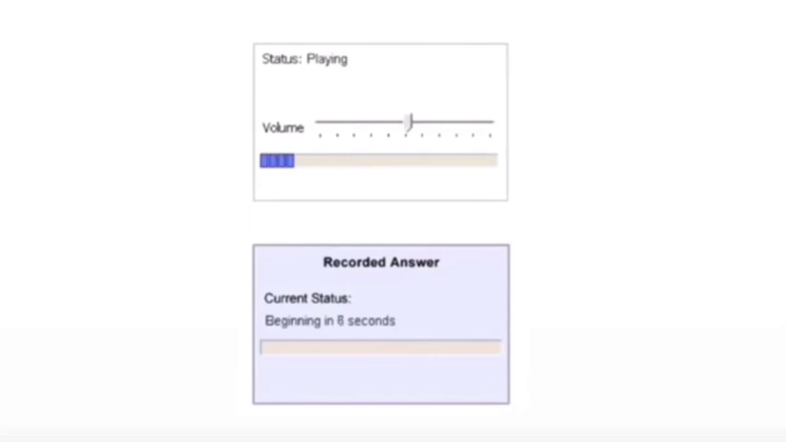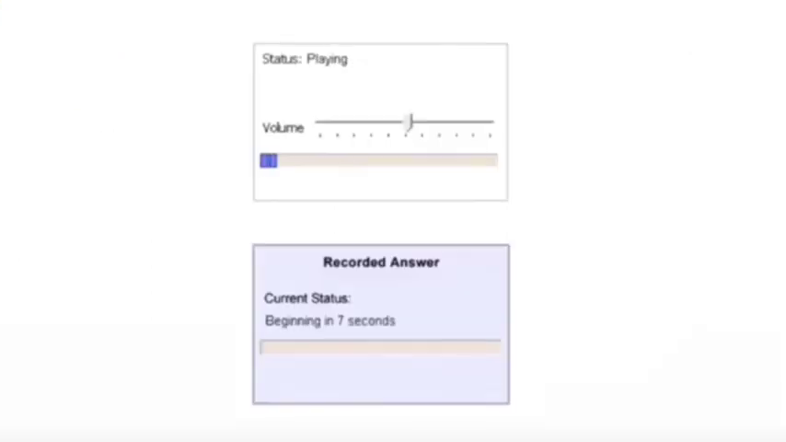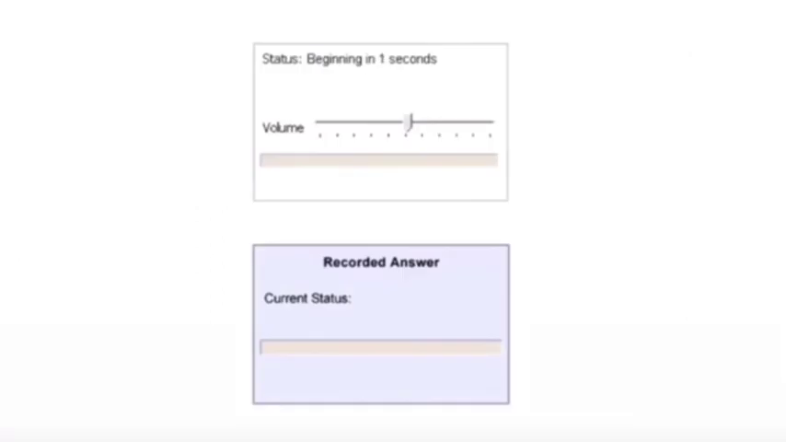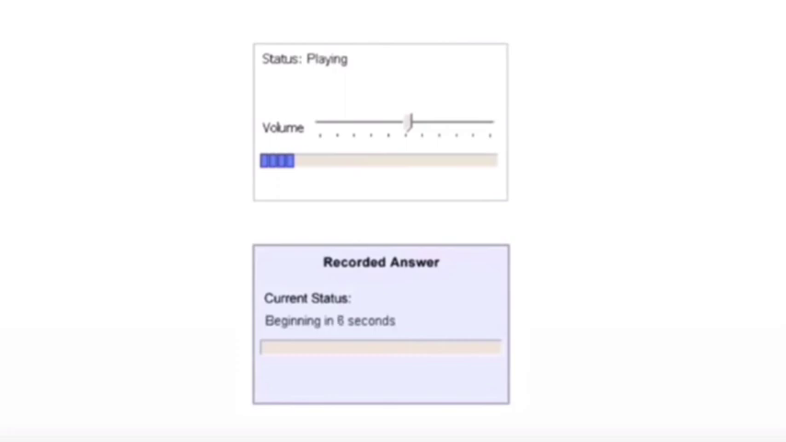How many hemispheres does the equator divide Earth into? 2. Which of the following sports is more dangerous, parachuting or jogging? Parachuting. When your bone is injured and broken, what would you say you have? Fracture. What is the cracking or breaking of a hard object or material? Fracture.